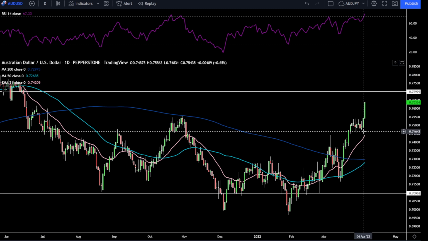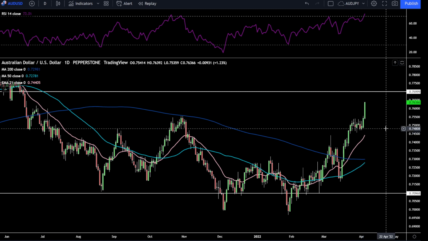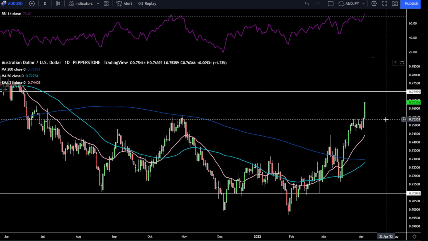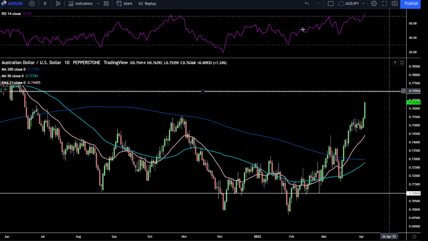On the downside, there's obviously a little bit of support here around 0.74725, 0.745, so if price was to pull back, that's where I'd be looking. Or potentially even here, where we saw some resistance, which could now end up turning into support, 0.7535, and then on the upside 0.77.